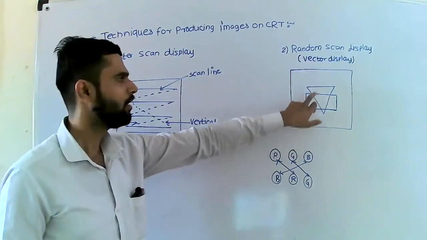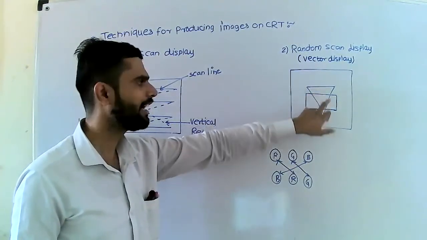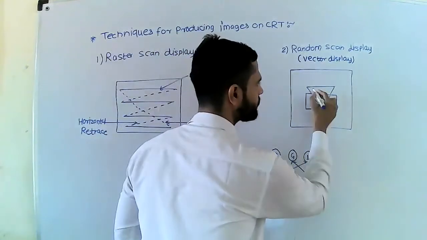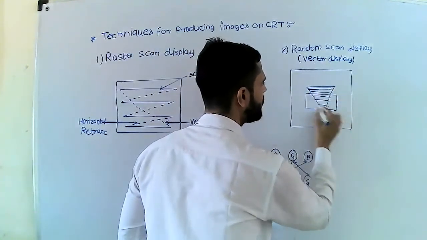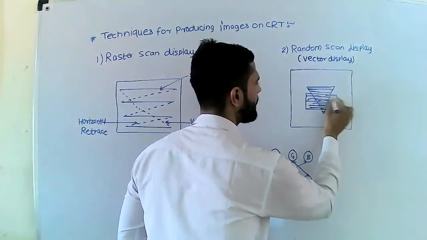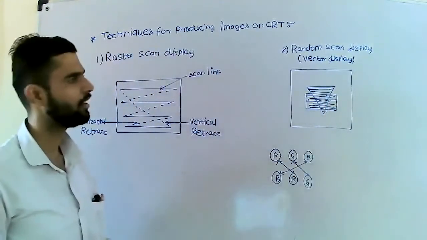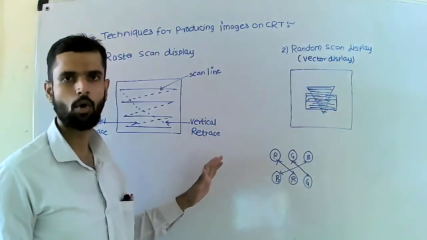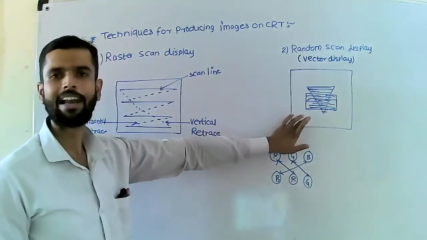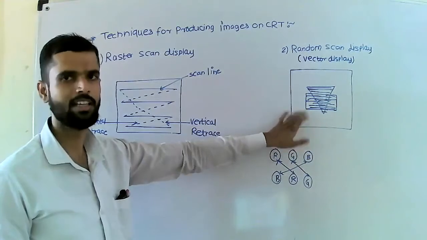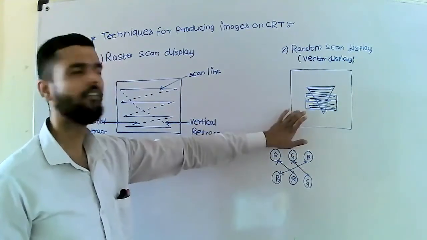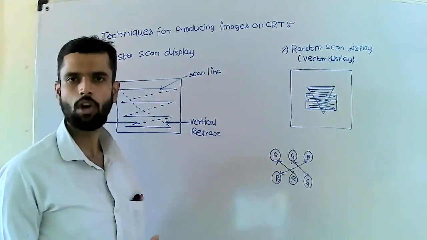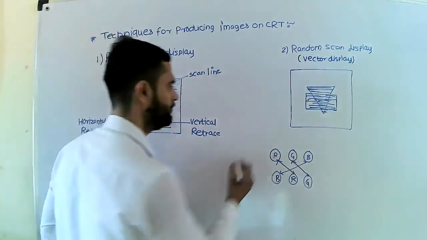As shown in this figure, if we have to display the triangle and the rectangle, then it will scan this part only. It won't scan the whole screen. So this is the important feature of the random scan display monitor, which you can also call vector display.